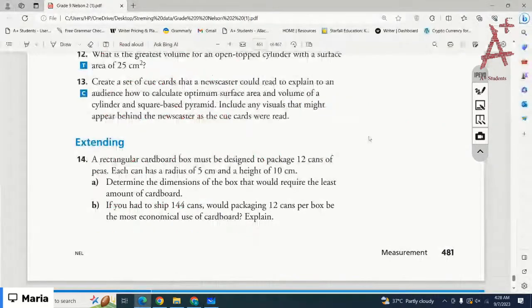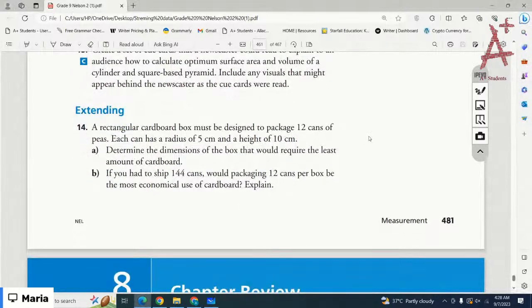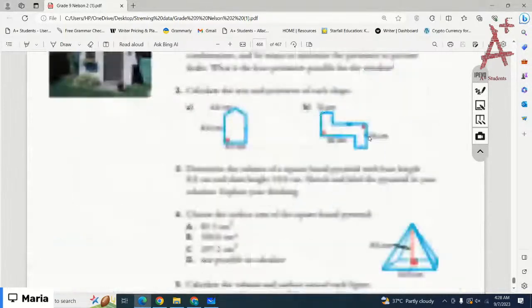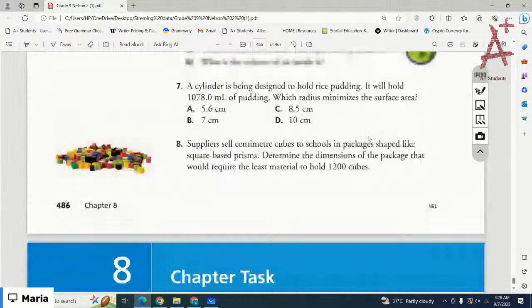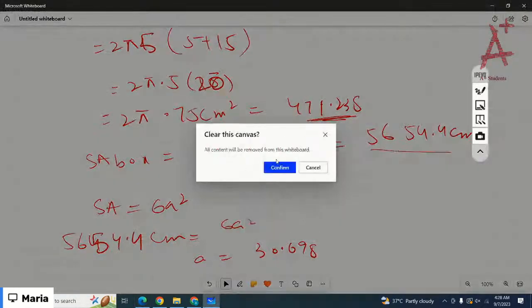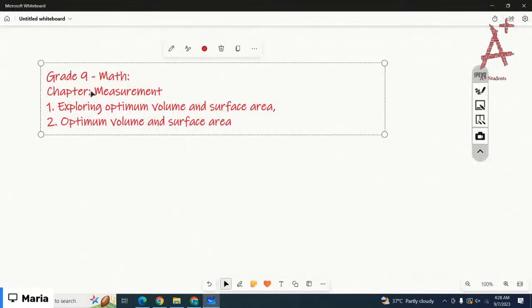Okay, we are done with the lesson. Also, we are done with the book. I think that's the last chapter from the book. Yes, the last chapter from the book. We have done almost all the book. We're working on grade 9 math. We have started with the chapter measurement, and the lesson is exploring optimum volume and surface area. So, if you have any questions, you can please ask.